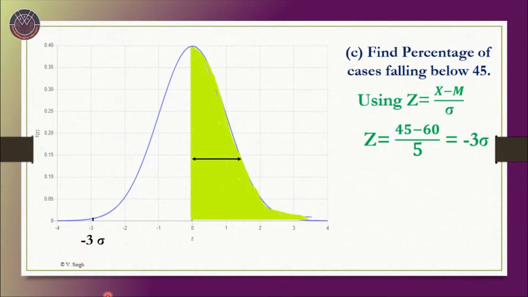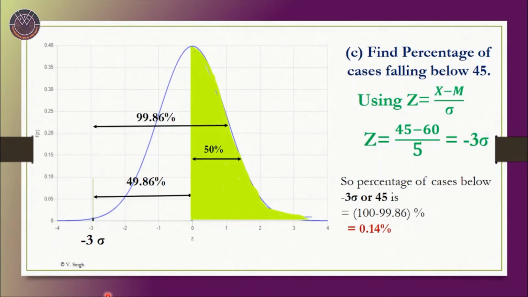We know that 50% of the cases lies in the right hand side. Also in between minus 3 sigma and the mean, 49.86% cases lies. So in total, 99.86% cases lies above minus 3 sigma. So percentage of cases below minus 3 sigma or the score 45 is 100 minus 99.86%, that is 0.14%. So this particular score lies here below this minus 3 sigma. So our answer is 0.14%. So percentage of cases falling below 45 is 0.14%.